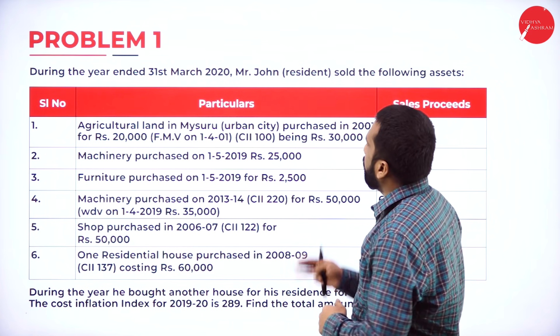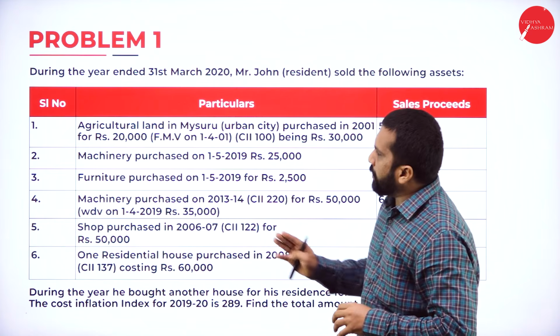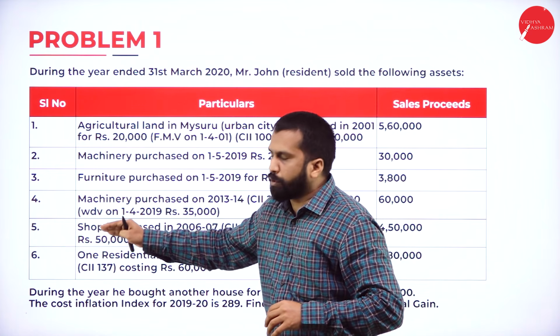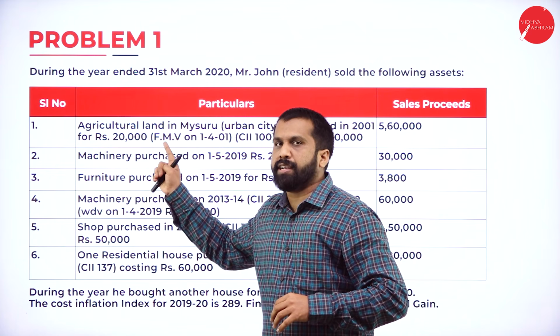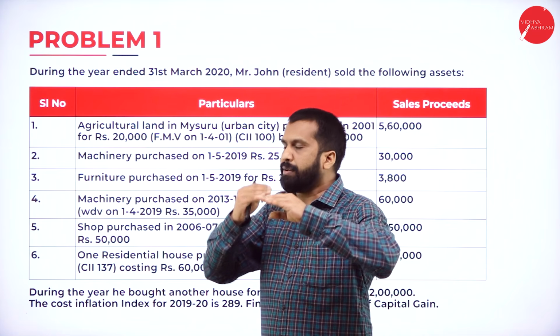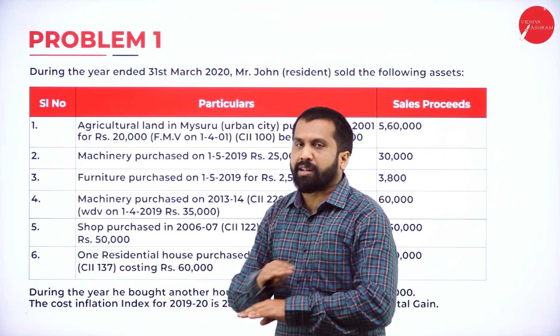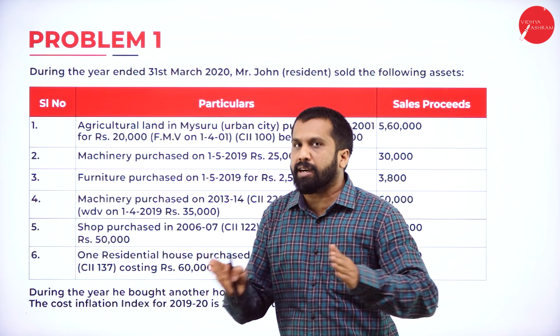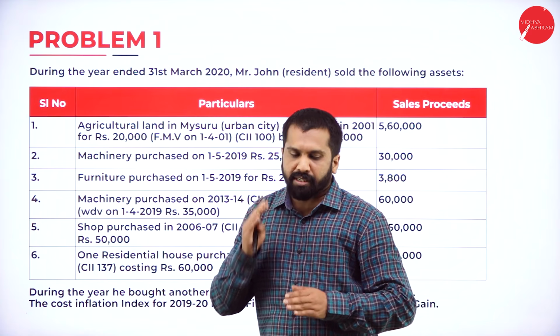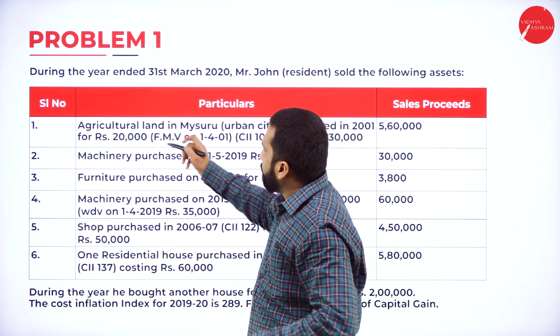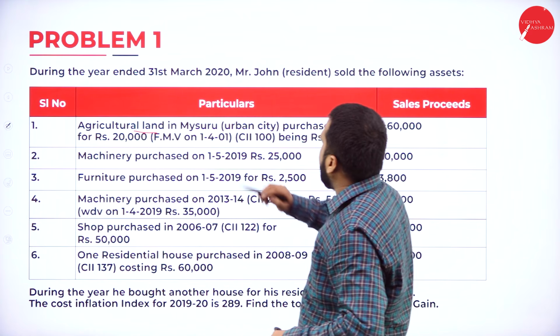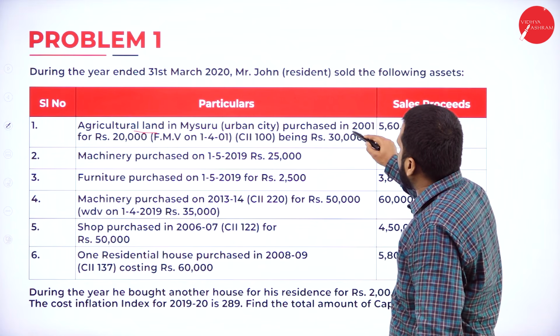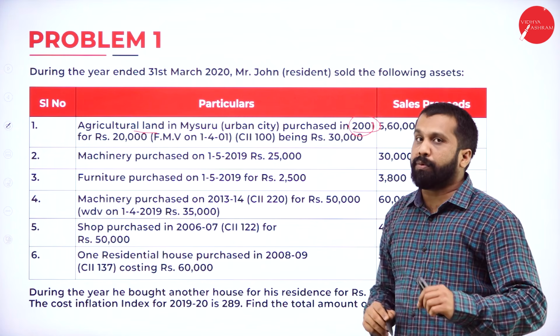Clear? Now, we'll go one by one. We'll not read the second, third, fourth, fifth, sixth while doing the first one. We'll go one by one, which are not interconnected. All are individual questions. Now, agricultural land in Mysuru urban city purchased in 2001.